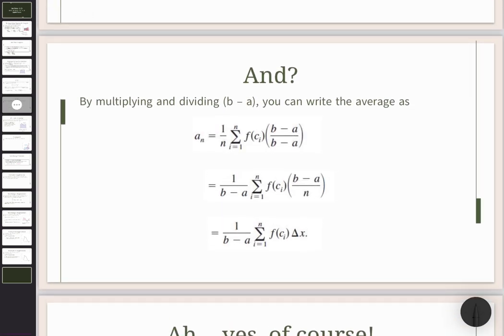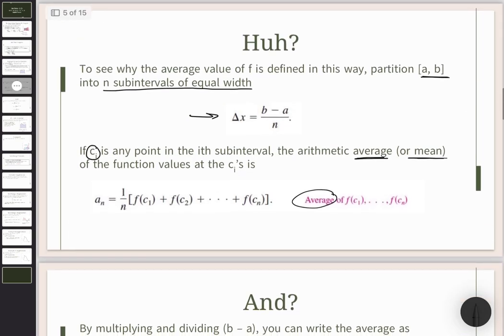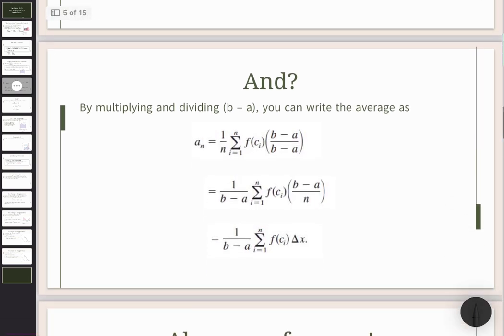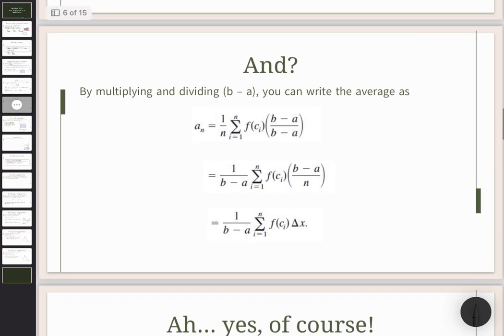And if I'm multiplying and dividing by b minus a, so again, I'm going to scroll back up here. We have this expression over here, delta x equals b minus a over n subintervals. Now I'm saying I'm going to call my average the sum of all of these function values at all of these different c's in all of my different subintervals. I'm going to multiply and divide by b minus a. I can rewrite the average like this, okay?